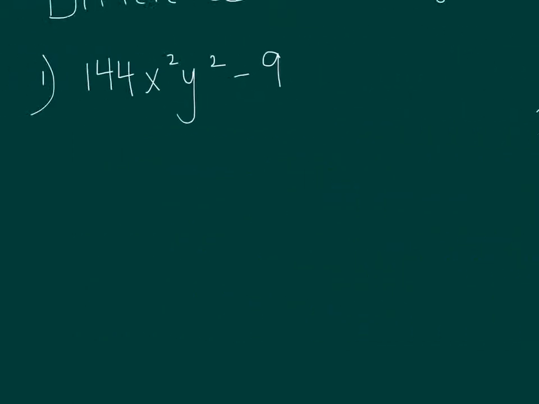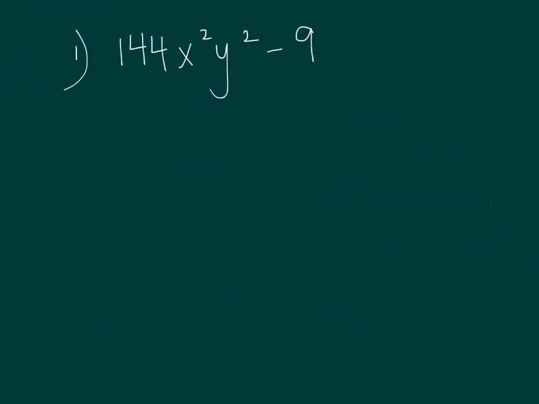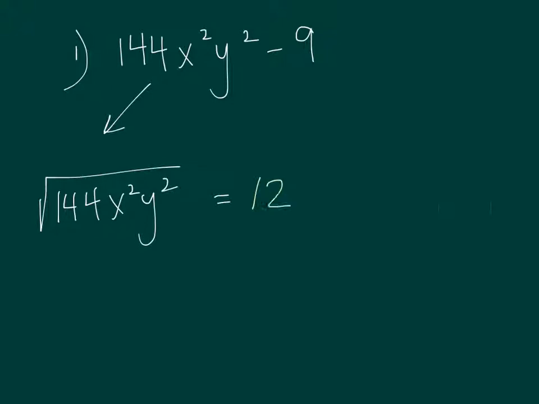Now, let's go ahead and work on number 1. Again, you try to square root 144 x squared y squared. When you square root 144, you're going to get a 12. And remember, 2 divided by 2 is a 1, so it's going to be just x. And 2 divided by 2 is a 1, so you're going to just get y. Okay? Now, for the 9, you also have to square root 9, and the square root of 9 is a 3.